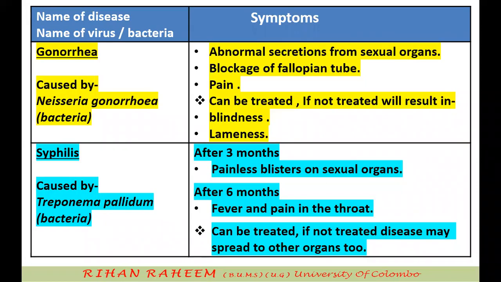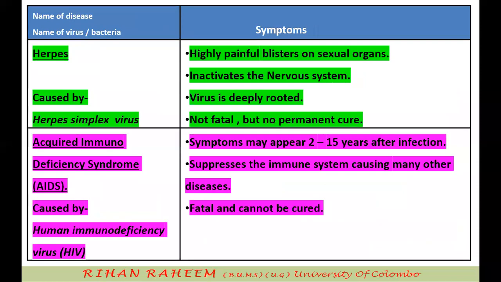So gonorrhea and syphilis are both related to bacteria, and the final two are related to viruses. Herpes is caused by the herpes simplex virus. If this comes, there will be highly painful blisters on the sexual organ, like pimples. If it is a male, on the penis and scrotum. If it is a female, on the vagina, inside and outside, everywhere, very painful. The nervous system will become inactive, some places will become paralyzed, and some places will become numb.